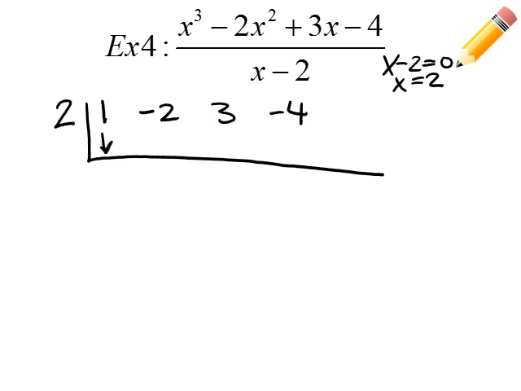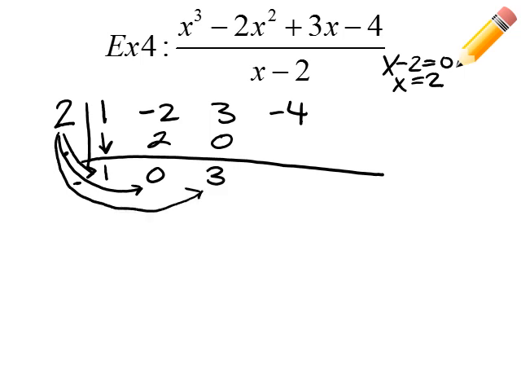Start off by bringing your first term down. 2 times 1 gets me to 2. Add those together, I get 0. 2 times 0 is 0. 3 plus 0 is 3. 2 times 3 is 6. Negative 4 plus 6 is 2.